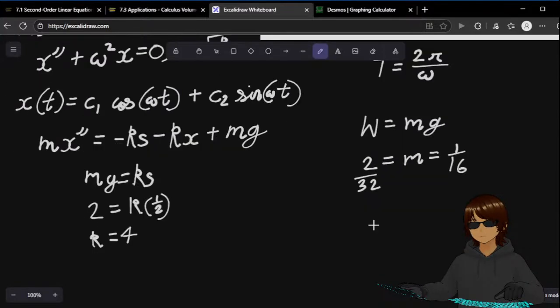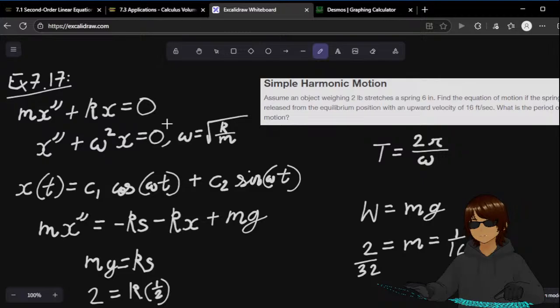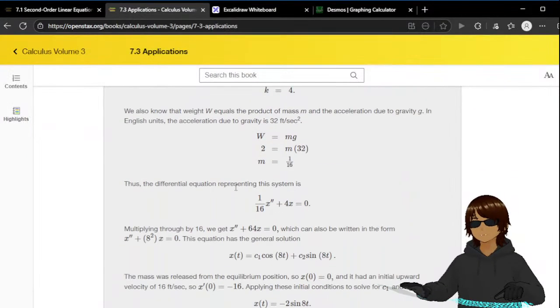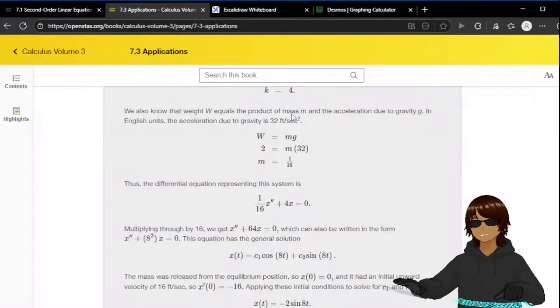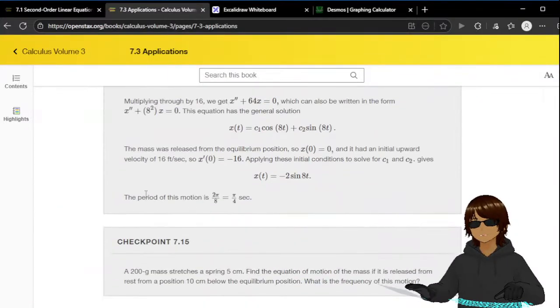We have m, we have k. We plug it in here. We can find omega. We have the velocity. It wasn't even needed. What is the period of the motion? Was the velocity not needed? So we have this. We can just find omega and find the period, right? The period of this motion is pi over 4.